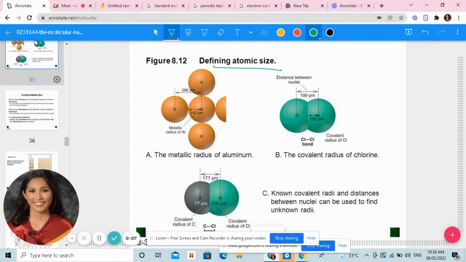Okay. So we have defining atomic size. We have metallic radius. Now when we say size, it's the radius. Okay, radius. Covalent. Okay. So we have that one.